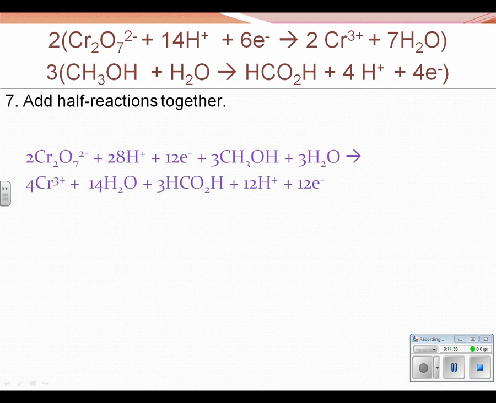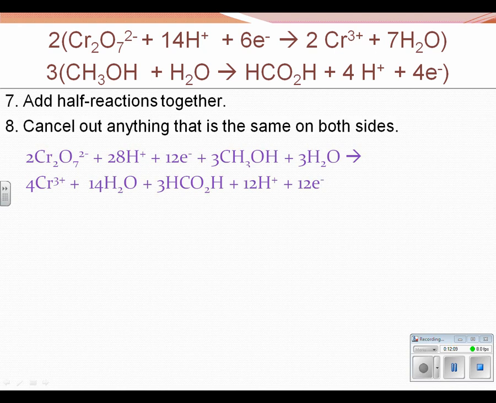dichromates plus 28 hydrogens plus 12 electrons plus 3 methanols plus 3 waters. Then I get on the other side of the arrow 4 chromium ions, plus 14 waters, plus 3 formic acids, plus 12 hydrogens, plus 12 electrons. Okay, so that's just it added together. Distributed the factor, added it together. All the reactants on one side, all the products on the other.